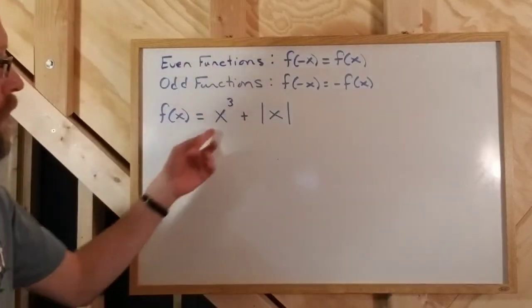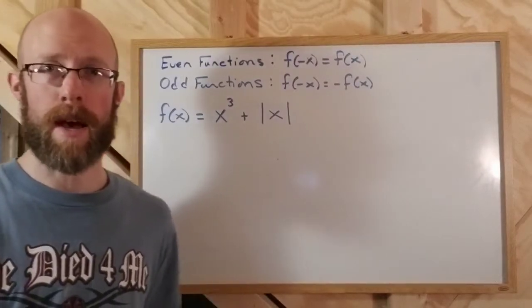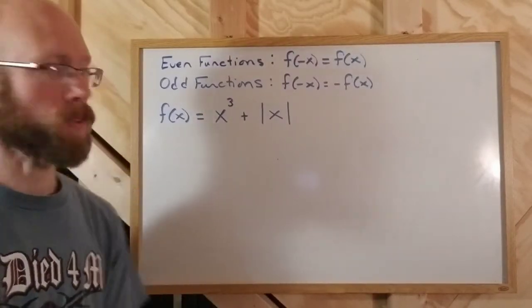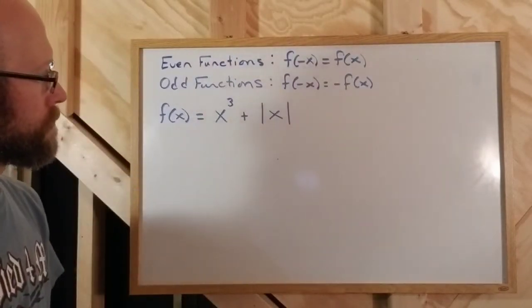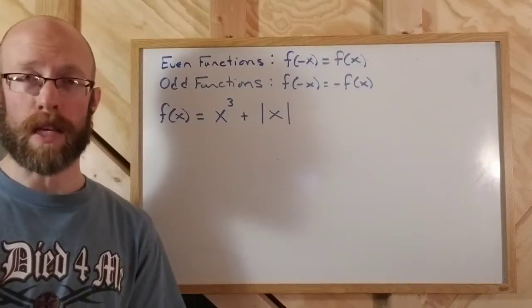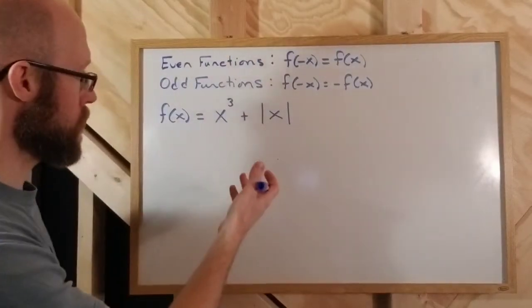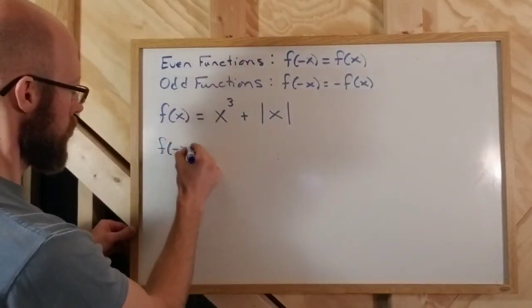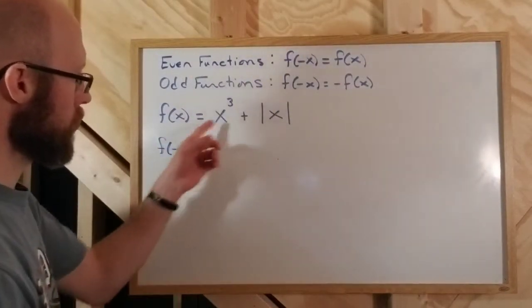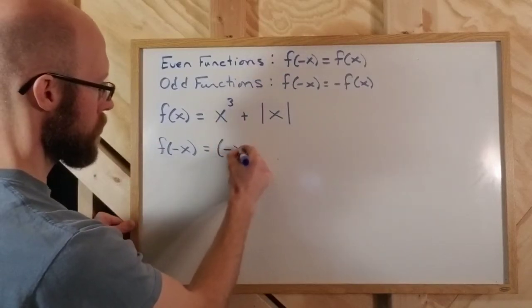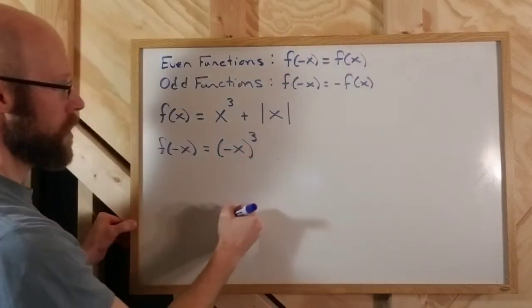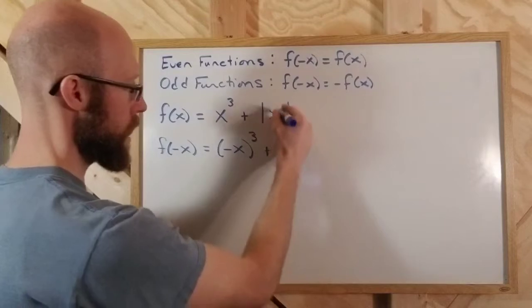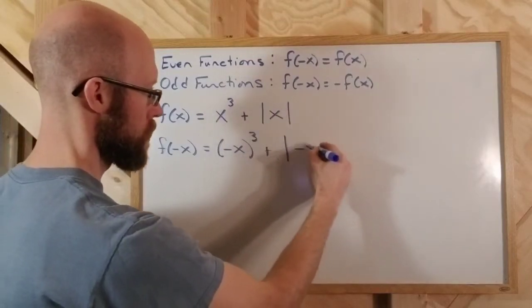Okay, here's an interesting one. x to the third plus the absolute value of x. Okay. Now x could be either positive or negative to begin with, so this kind of makes sense. But if I plug in a negative x, again I plug it in for each of the terms, each of the x's.